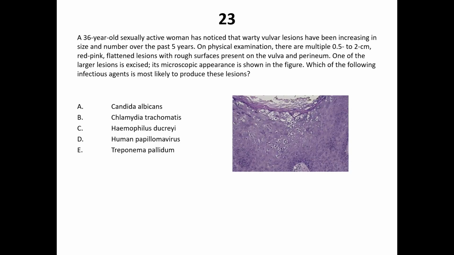A 36-year-old sexually active woman has noticed that vulvar lesions have been increasing in size and number over the past 5 years. On physical examination, there are multiple 0.5 to 2 centimeter red, pink, flattened, rough lesions on the vulva and perineum. One of the larger lesions is excised and the figure is shown. Which of the following infection is most likely to produce this? So we want them to appreciate the koilocytosis caused by human papillomavirus.